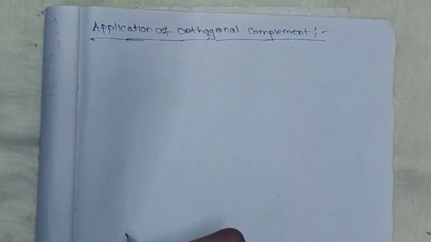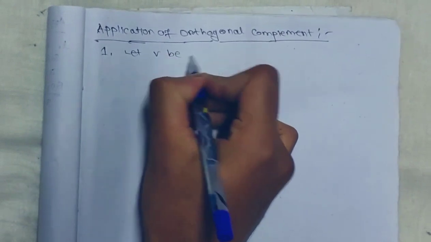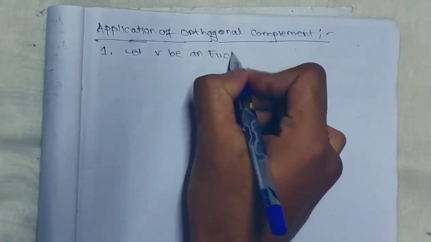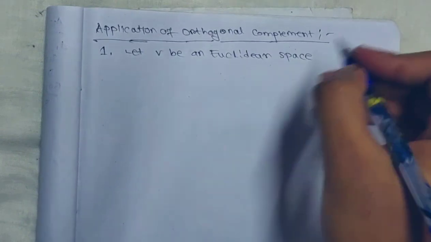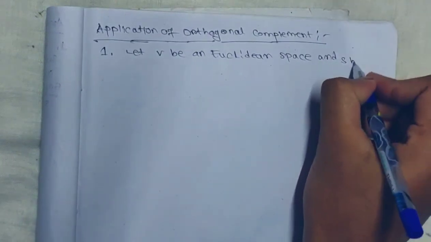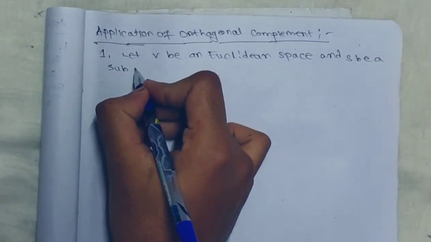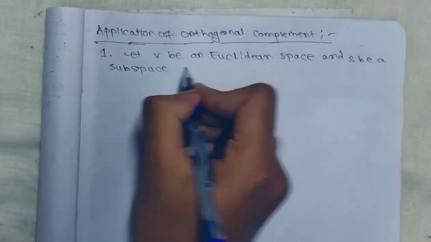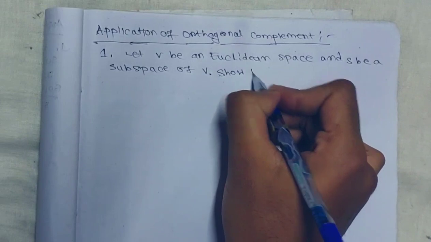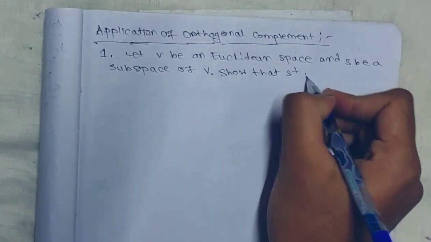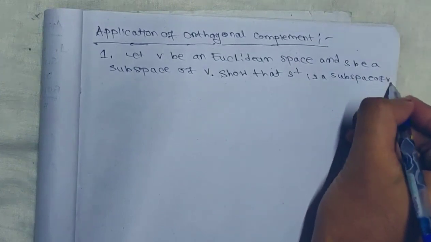Application of orthogonal complement. First question. Let V be a Euclidean space, and S be a subspace of V. Now we have to show that S bar is a subspace of V.